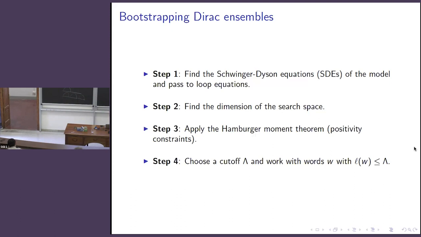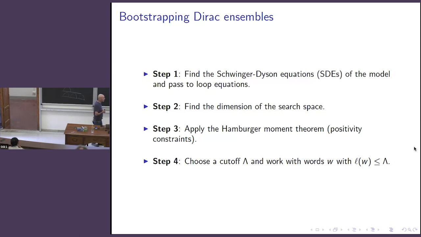Now, the subject of the talk proper is bootstrapping. As I said, this was all motivated by a paper of Henry Lin, but then we thought it would be very useful to use it in our context as well. The steps of bootstrapping are, first of all, you find the Schwinger-Dyson equations of the model. I'll tell you what these are in case you haven't met them before. And then you go to large N limits, and you get loop equations.